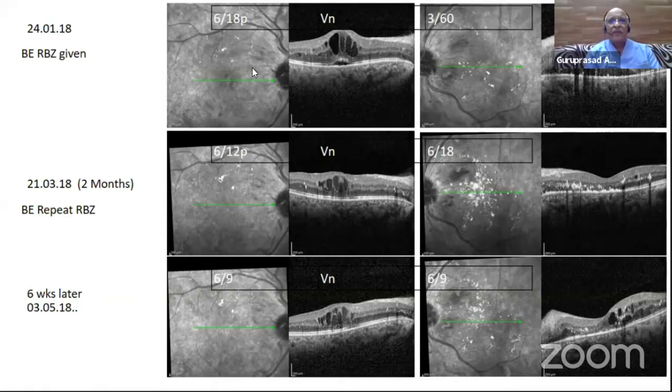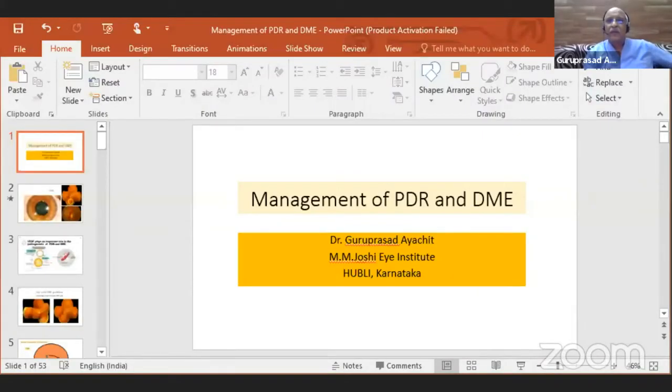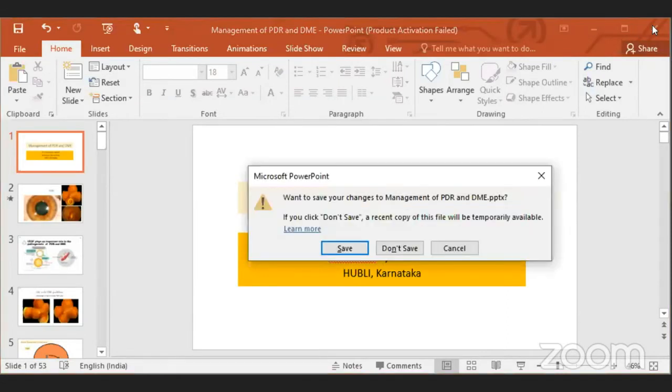Give me a minute. I will just try to minimize my taskbar, which is blocking the view. Okay. Can you see? Hello, Dr. Vasumati, is it visible? Yes, it is seen. Yes, sir. It is seen. Right. Thanks. One moment.